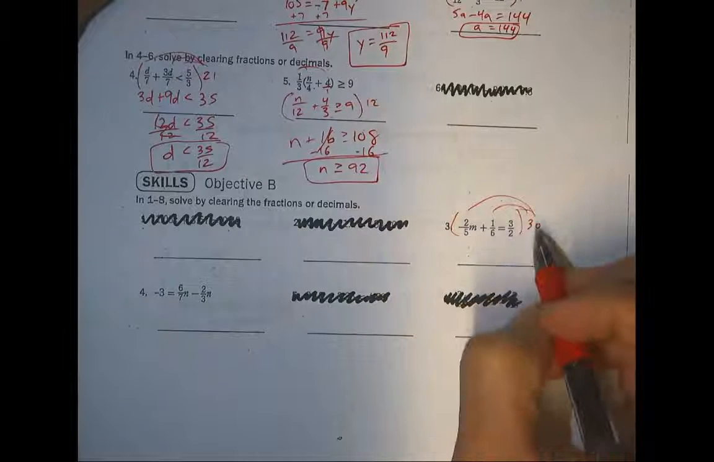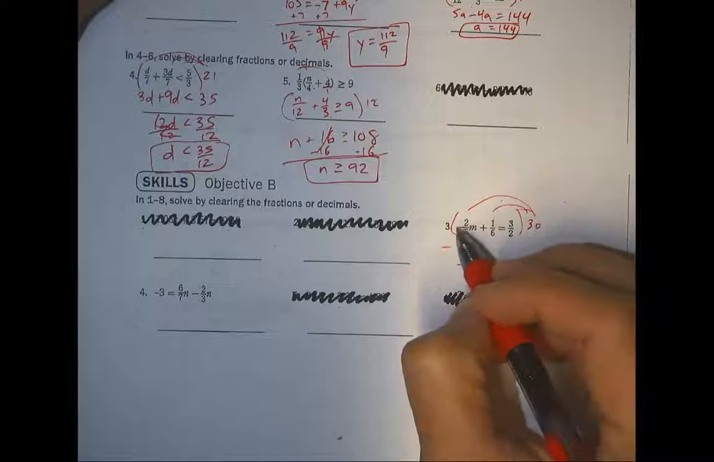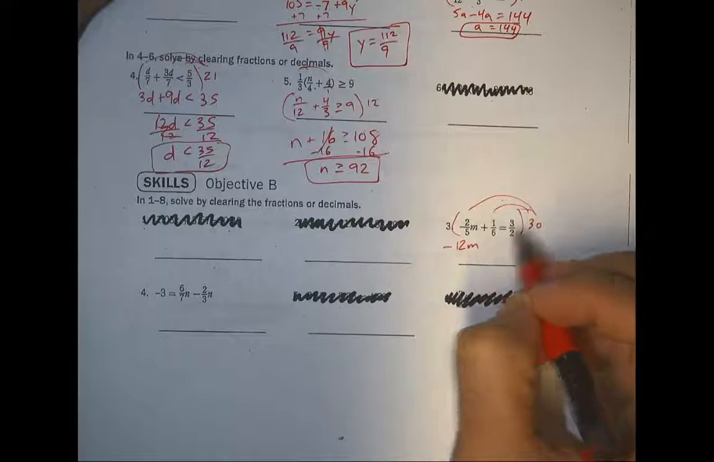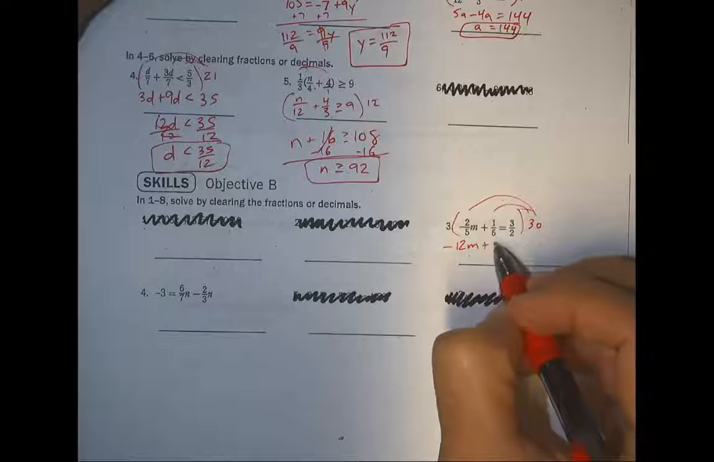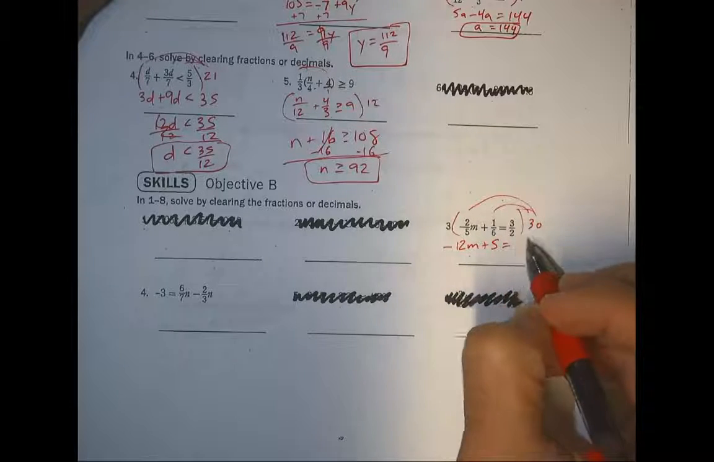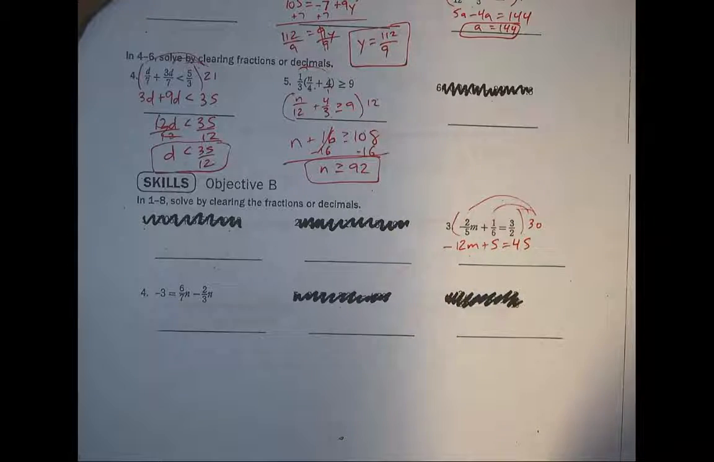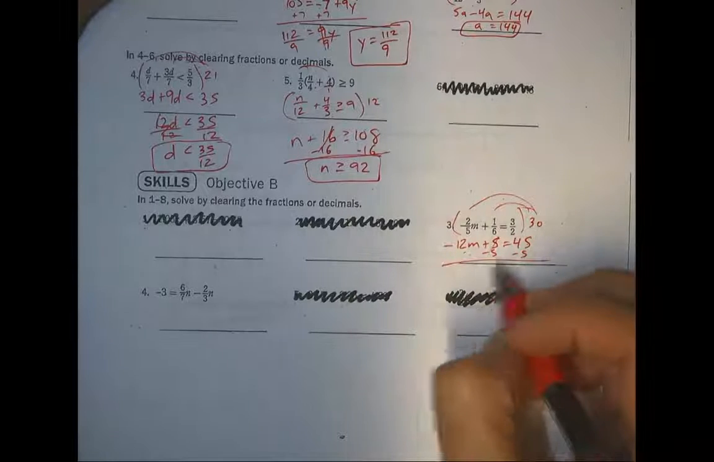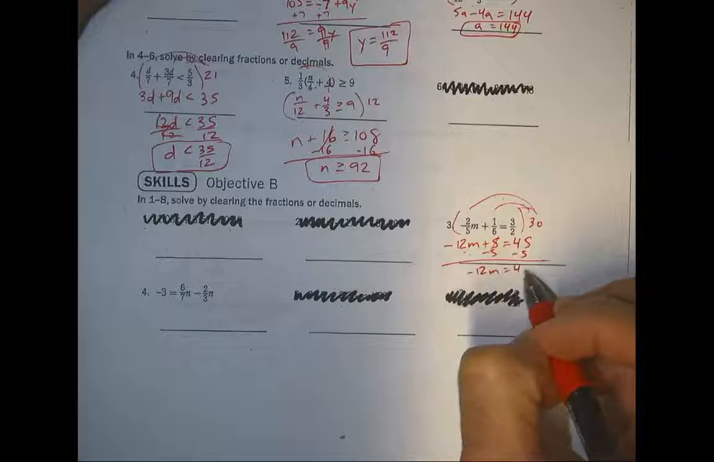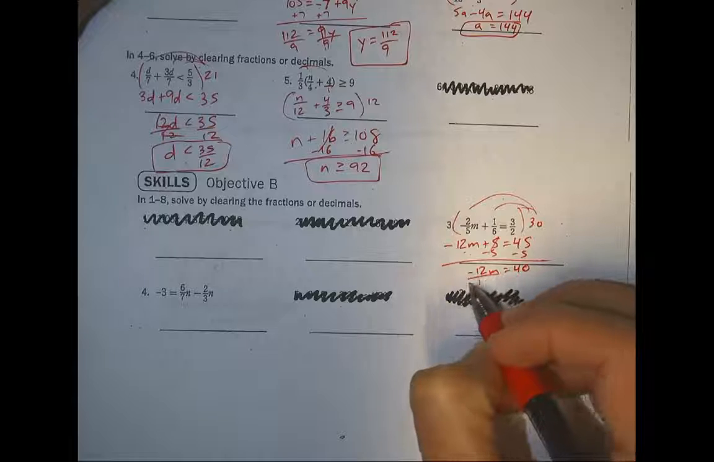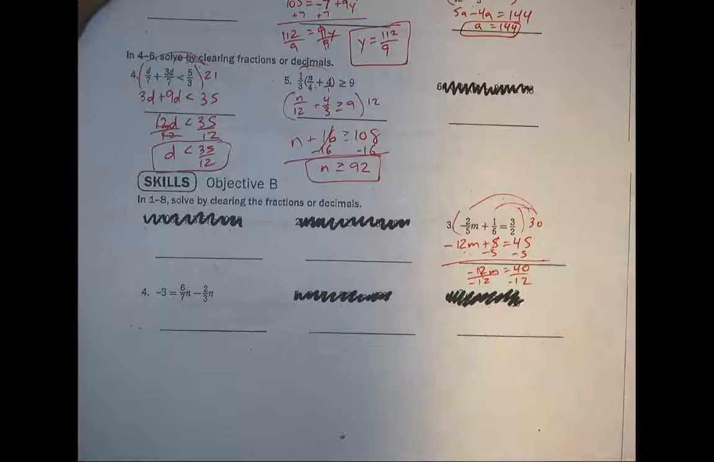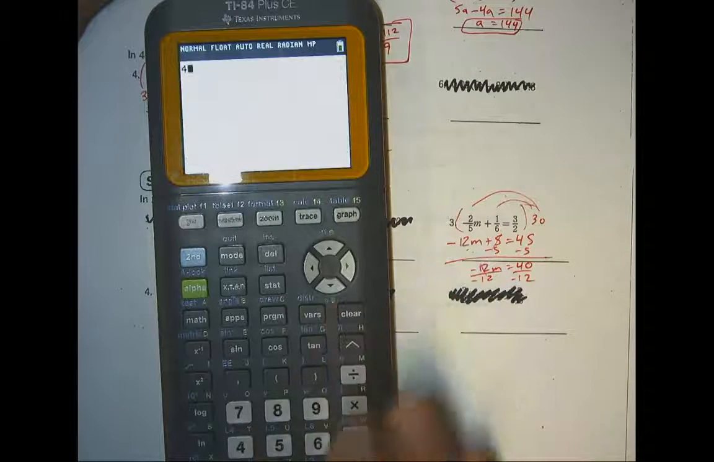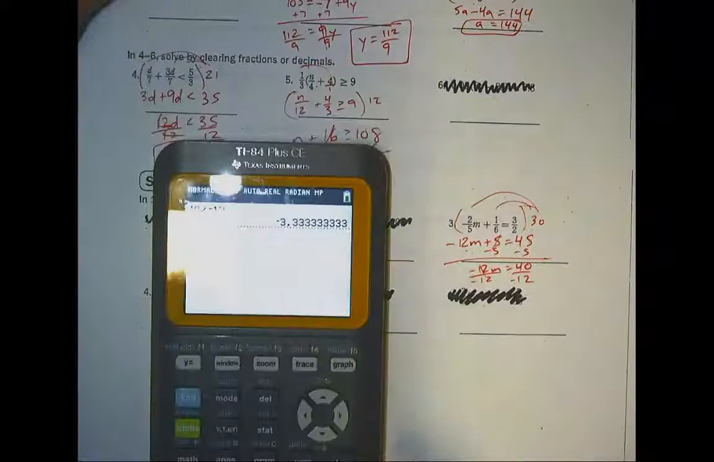Everything has to get multiplied, so I'm going to get a negative here because of that. Now 30 divided by 5 is 6 times the 2, that's a 12m. 30 divided by 6 is 5 times the 1 is just 5. 30 divided by 2 is 15 times the 3 is 45. Much easier to work with now, just minus 5. And so I get negative 12m equals 40, dividing by negative 12 to get rid of it. And when I do 40 divided by negative 12, not a great decimal.